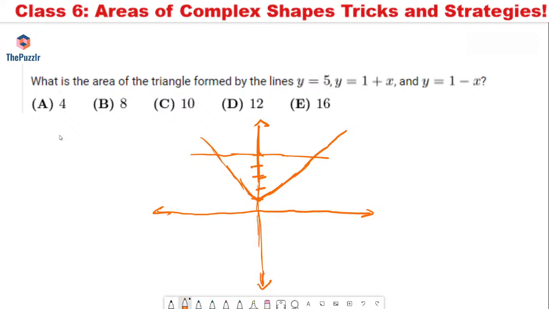So what do we have here? We have these lines, right? We have these 2 lines and this 3rd line. How do I find where they intersect? I use a bit of algebra. I'm not going to draw in the points because I don't trust my drawing skills.